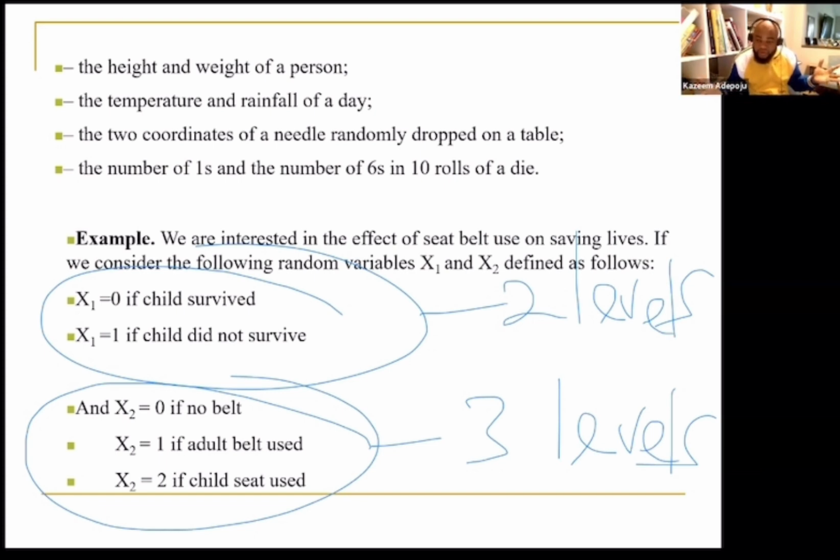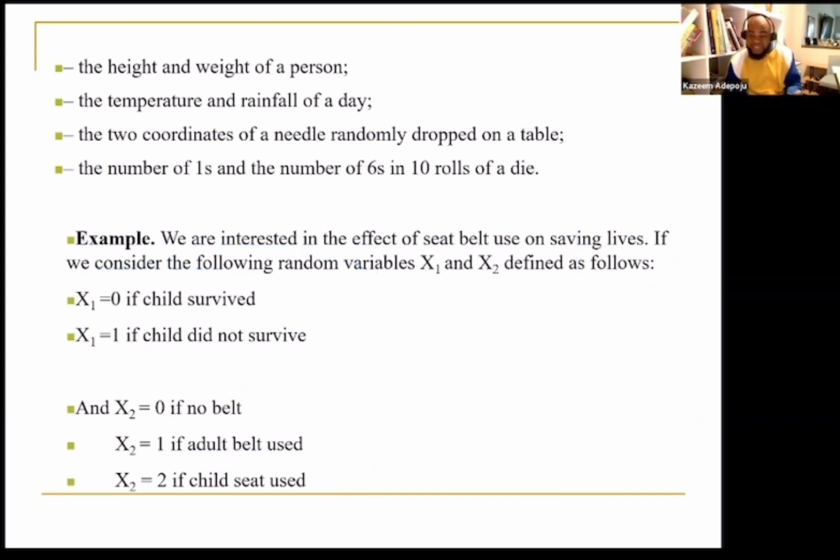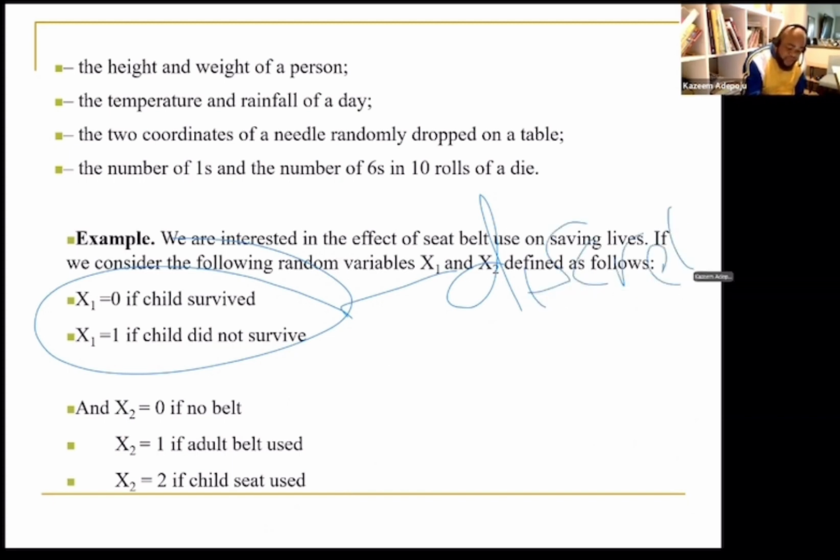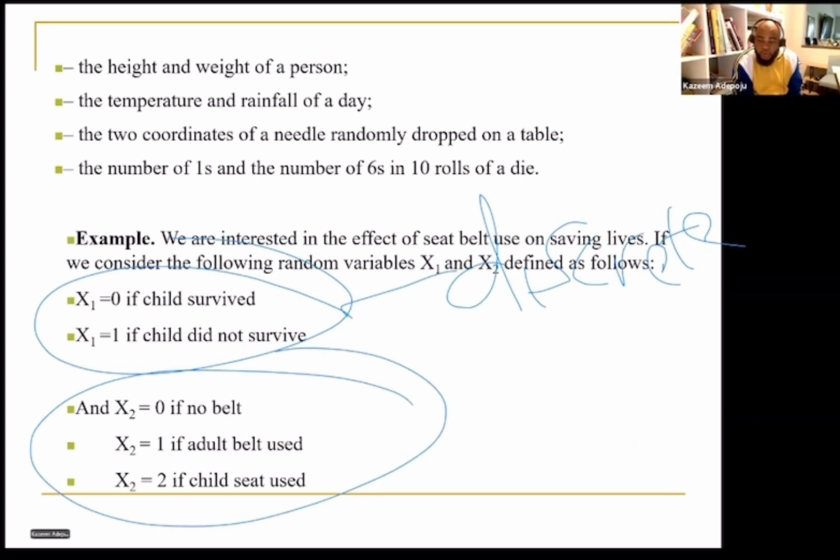When you take a look at the second one, we have 3 levels. x2 equals 0 if no seatbelt is used, x2 equals 1 if adult belt is used, x2 equals 2 if child seat is used. Take a look at all of that. Now, of course, it's going to be discrete. Why is it discrete? Because the state space can be counted. You have 0, 1 for the first variable, and the state space for the second variable is 0, 1, 2. That's discrete. Now take a look at this.